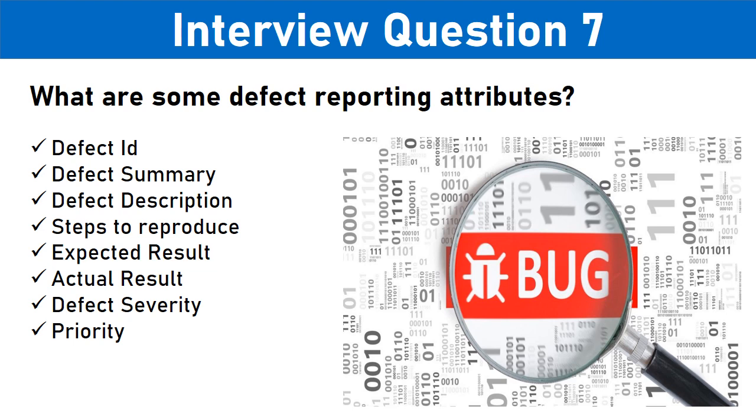Here we need to remember, there are plenty of defect management tools in the market which have different defect reporting fields, but more or less, they have the following essential fields or attributes of defect reporting: defect ID, summary, description, build version, steps to reproduce, expected behavior, actual behavior, priority, severity, reported by, reported on, assigned to, status, environment.